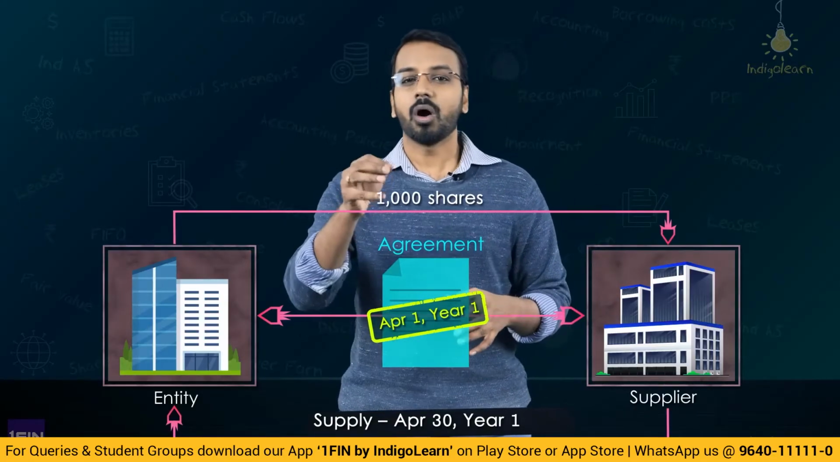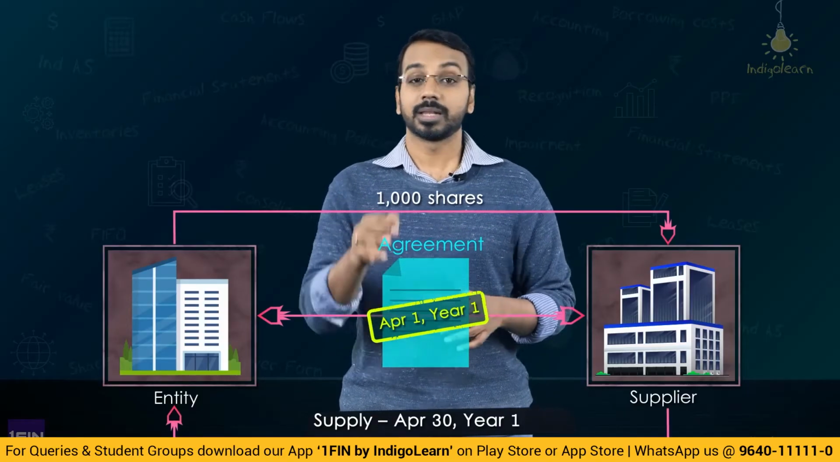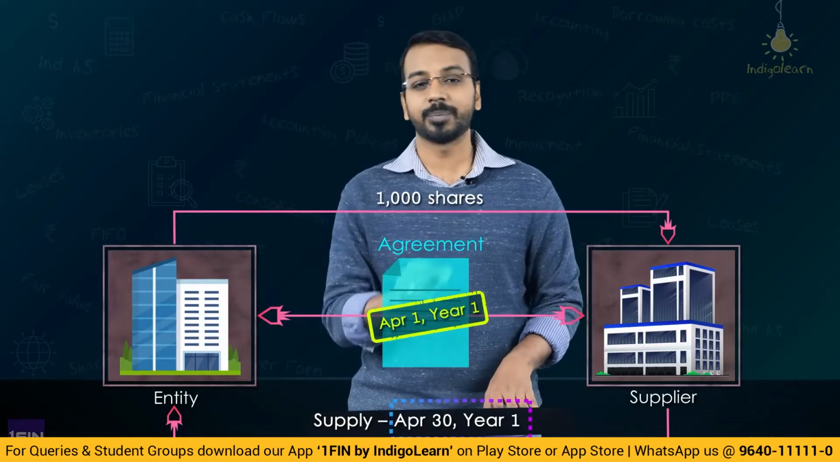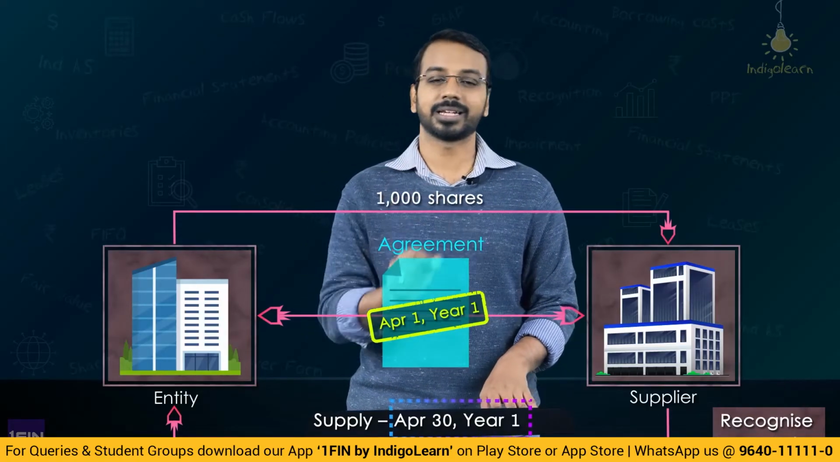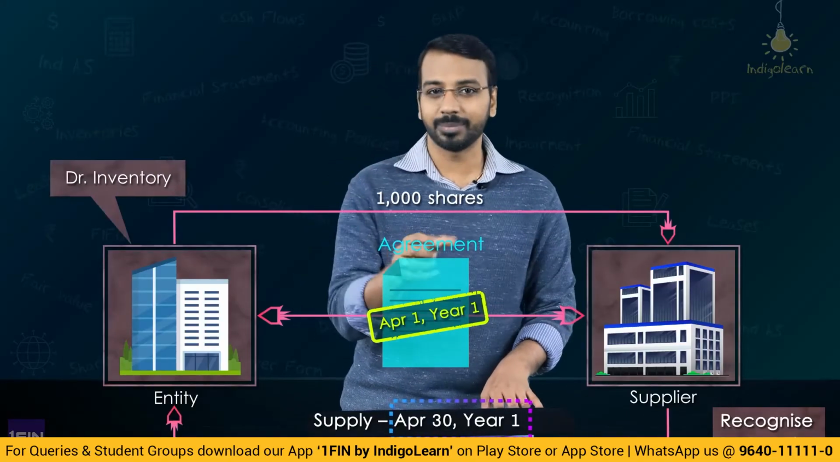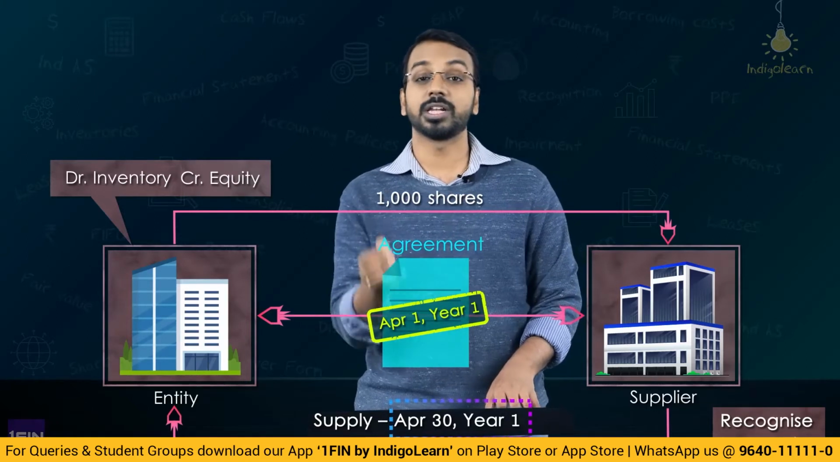Now, tell me, on which date will we do the accounting? Because here is a transaction. Now here, because the goods have been received on 30th of April, on 30th of April we will recognize the transaction, we will record the transaction. What will be the transaction? You will debit inventory because you have acquired inventory, and you will credit the equity because you are issuing shares.